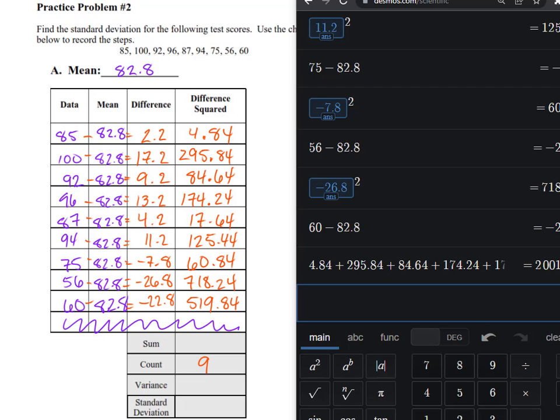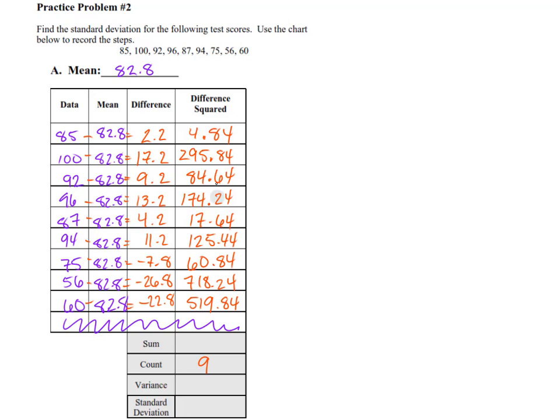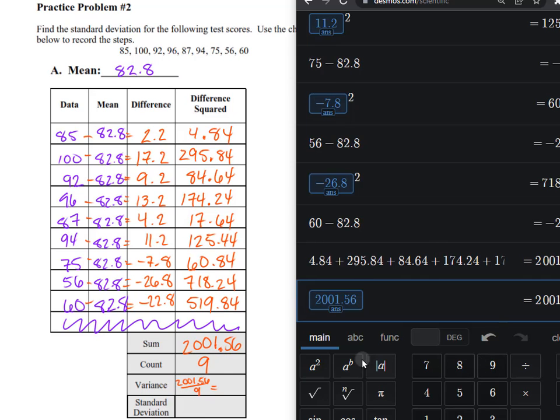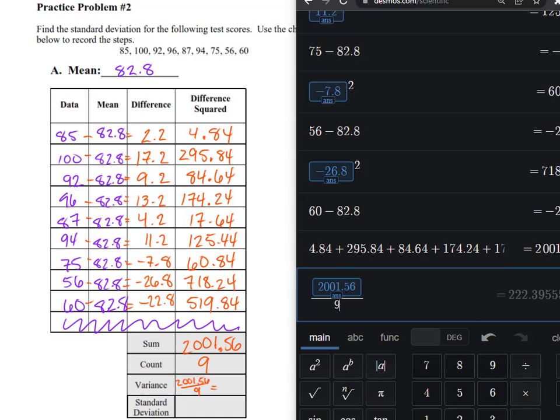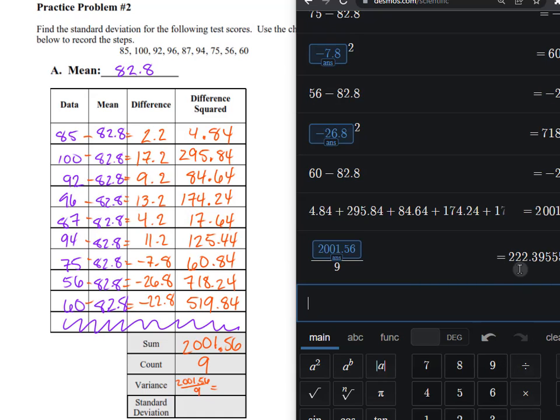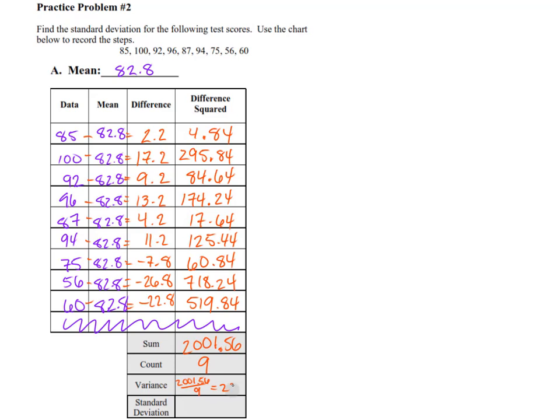Okay, adding them all up, I get about 2001.56. Okay, so let's write that in, 2001.56. Now to get our variance, we need to take that number, I guess I didn't write this step explicitly in the last one, but that's what we did, and divide it by 9. That's going to get us our variance. So let's take our answer, divide it by 9, and our variance is about 222.4, roughly.